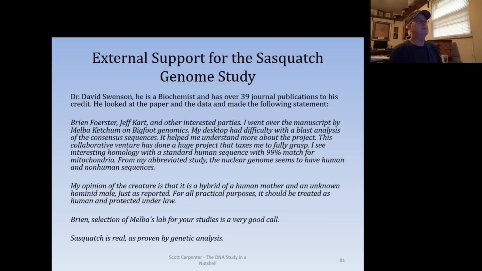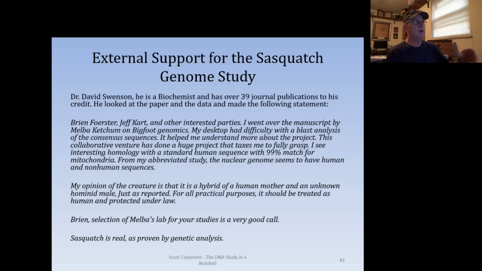But basically here's some support for the study. These are named people. They're doctors and they're experts in their field who looked at the study and are supporting the study. Dr. David Swenson, he's a biochemist, has over 39 journal publications to his credit. He looked at the paper and made the following statement. And he was actually evaluating Dr.